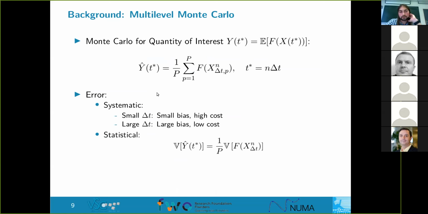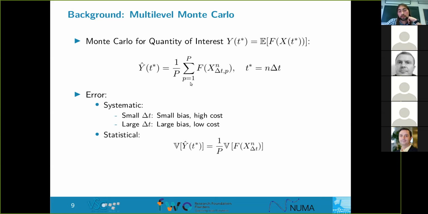So I'm assuming for most people listening today, multi-level Monte Carlo is not a new concept, but I'm going to briefly present 2 slides on it anyways, mostly to make sure that we're all familiar with the notation I'm using today. So let's say we have a Monte Carlo estimator of some quantity of interest y at time t star. And we can, in this case, state that it's the expected value of some function f of the particle position x at this time t star.